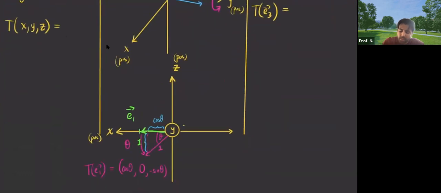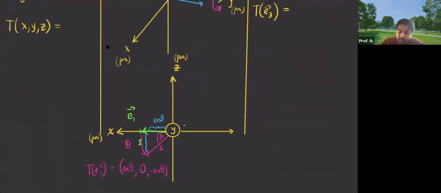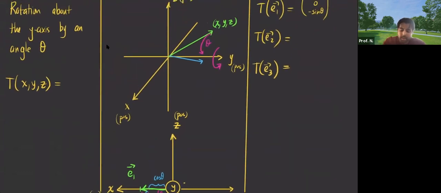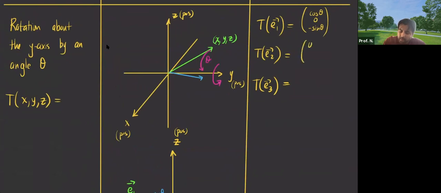And then what happens with E2? What happens when I rotate E2, which is on the y-axis, about the y-axis? What's the result? E2 is unchanged, right? So this is 0, 1, 0. That's expected, right?